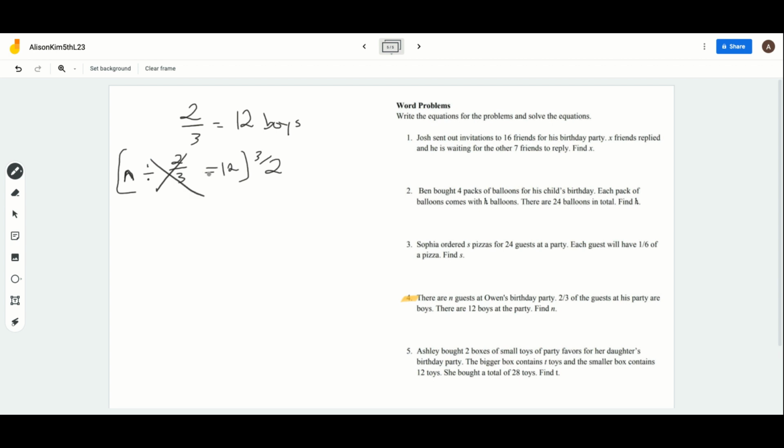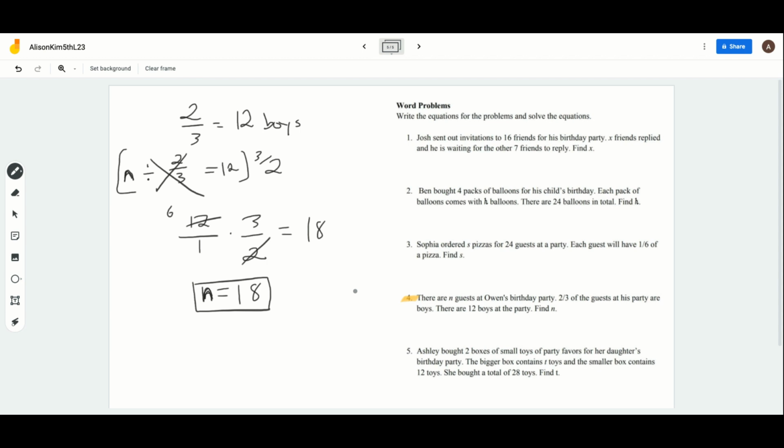So if we multiply it by 3/2, then on this side, the 2/3 will disappear. But when we multiply 12 by 3/2, we get 12/1 times 3/2. So 2 goes into 12 6 times. So we're just going to multiply across, and 6 times 3 is 18. So n will equal 18. So there's a total of n guests at the party. So your answer will be n equals 18.